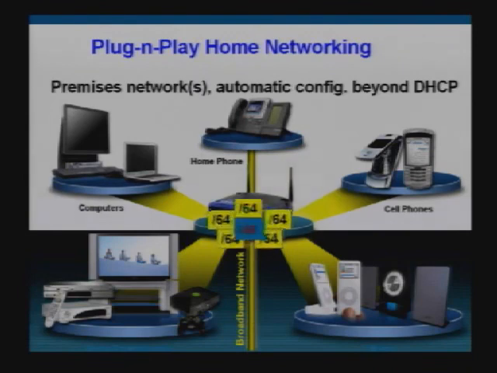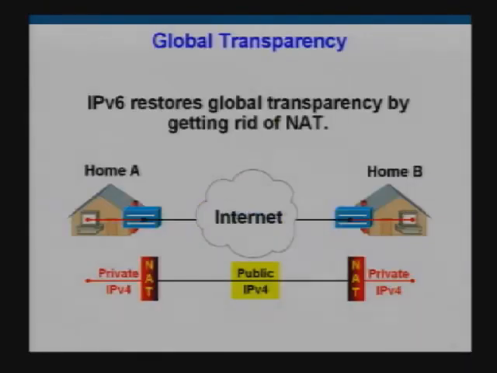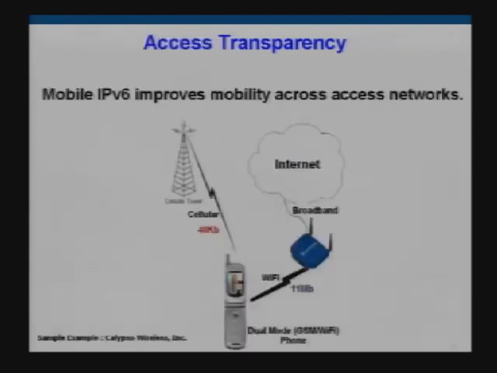And in home networking, if you have a home router which supports address delegation and DHCP, you can have the home router delegating the address space /48 from the CMTS side, and it automatically assigns the addresses to the individual devices in a home network. So getting rid of NAT for global transparency, and access transparency through mobile IPv6 support.